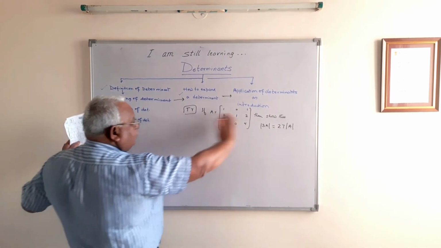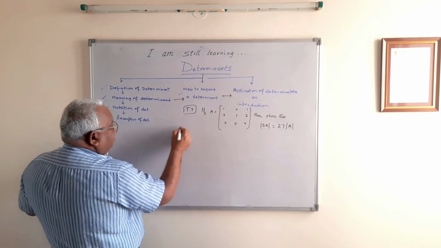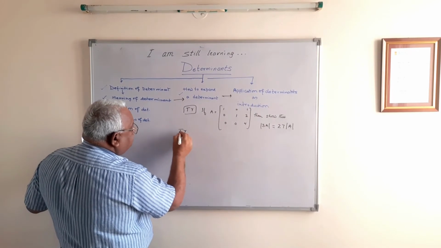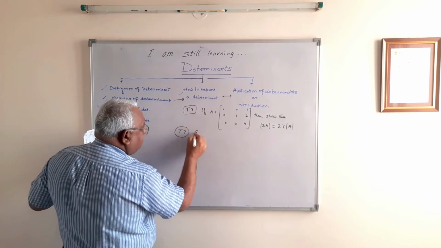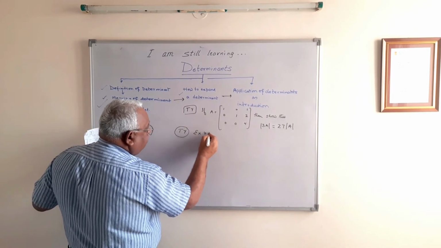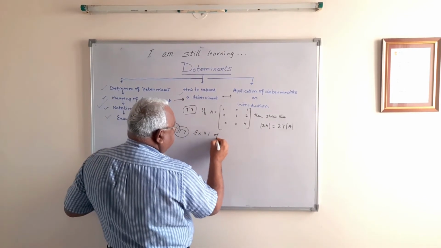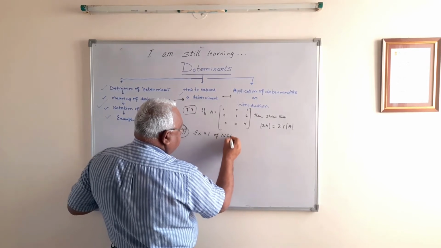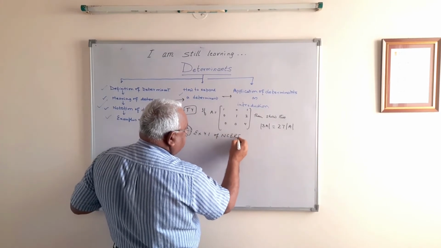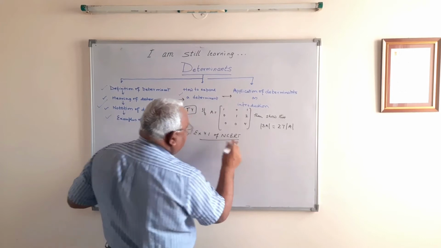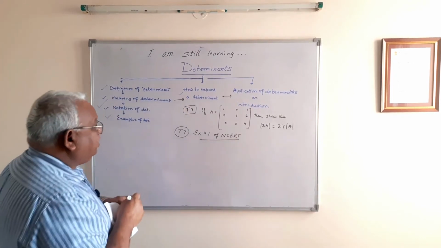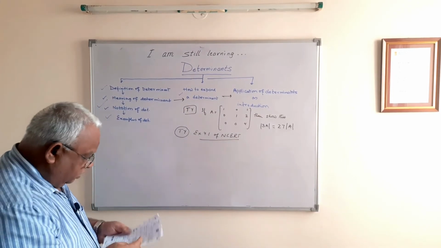And this finishes your first exercise, and the second part is to try exercise 4.1 of NCERT. And then you can move on to any reference book which you have, right?